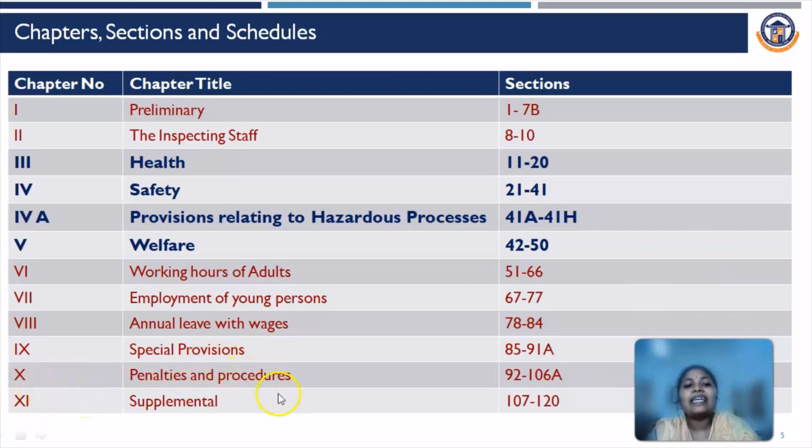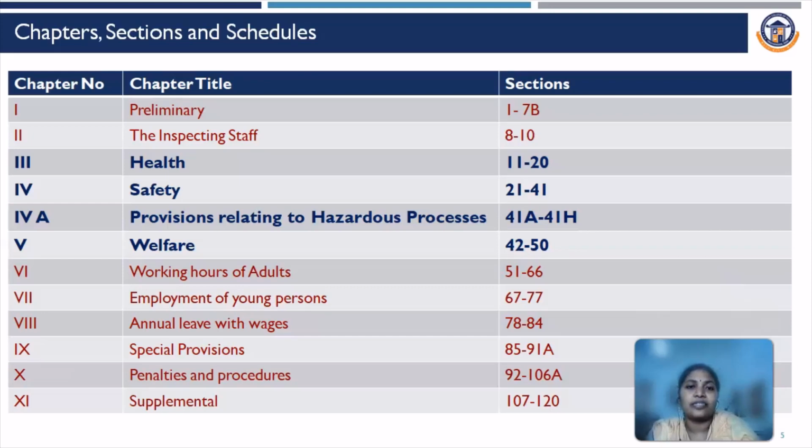And chapter 11 is about supplemental. Sections 107 to 120 cover that particular thing. So these are the entire chapters that are covered under the Factories Act 1948 that mainly deals with the laws regulating labor in factories.